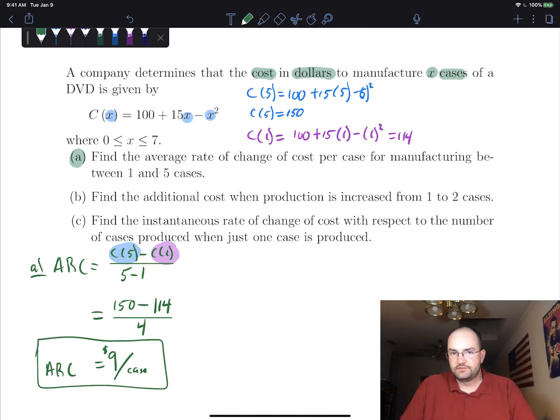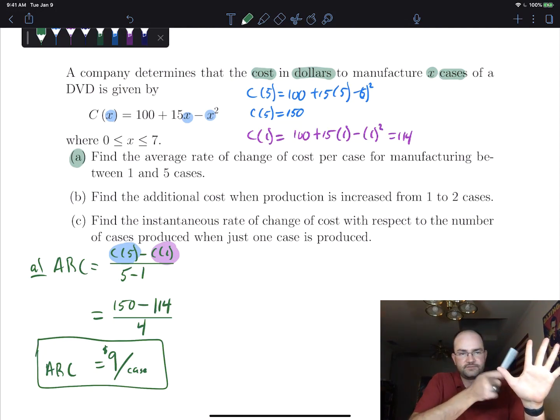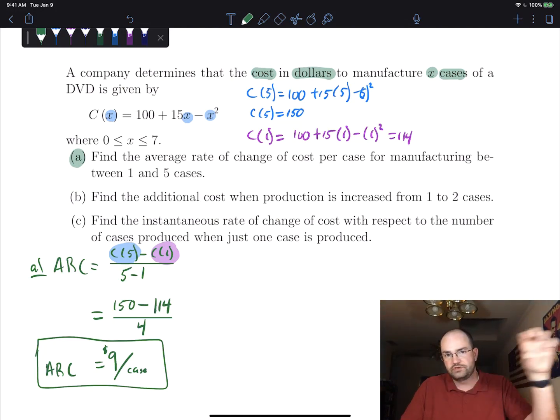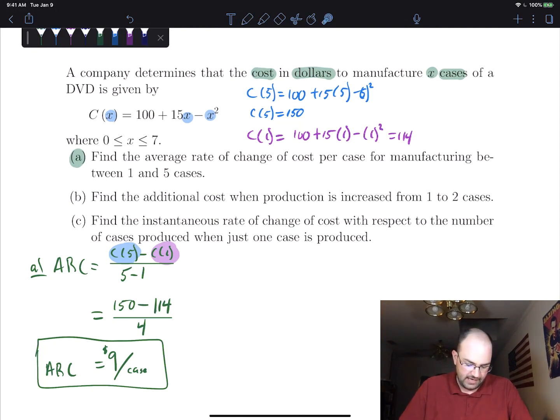Basically what that means is that if you started out with 1 case and then you increased your production to 5 cases, then the average cost for each one, the change from going from one to the other, is going to be $9 per case. Now, this isn't going to be that if it goes from 1 to 6 or 1 to 7 or anything like that, because of the fact that average rate of change takes into account both the first and the last.